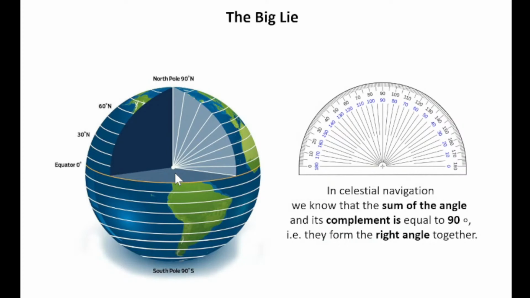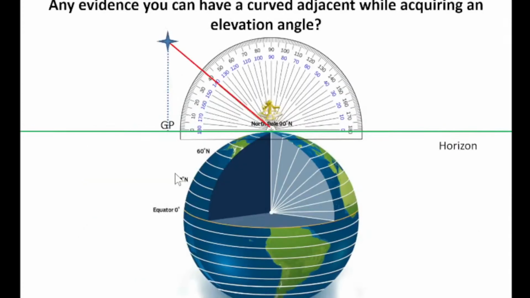Oh, I know, because it's a big lie. It doesn't emanate from the center of the Earth. It comes from the surface. In celestial navigation, we know that the sum of the angle and its complement is equal to 90 degrees. They form the right angle together. Next slide. This is what's happening.